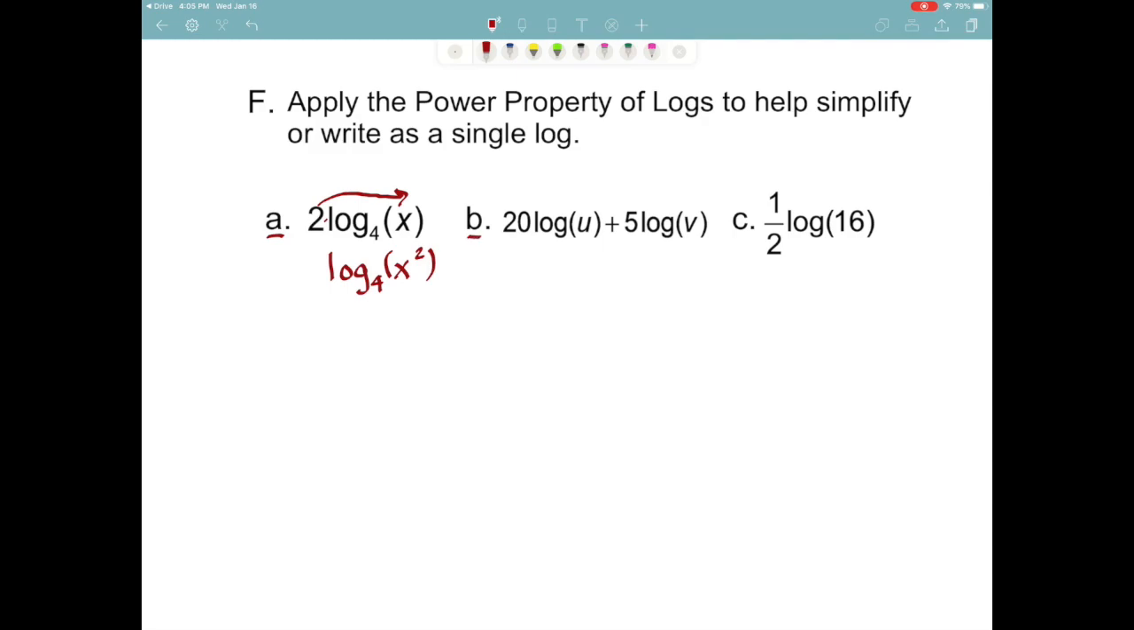Letter B, we can use the power property to start out by getting rid of the values that are out in front, those coefficients. Those are going to each become the exponents on our values. Our first part would be log of u to the 20th power plus log of v to the 5th power. When we want to rewrite this as a single log, because we are adding in the middle, that means we're going to be multiplying the values. We'll have log of u to the 20th, v to the 5th power.